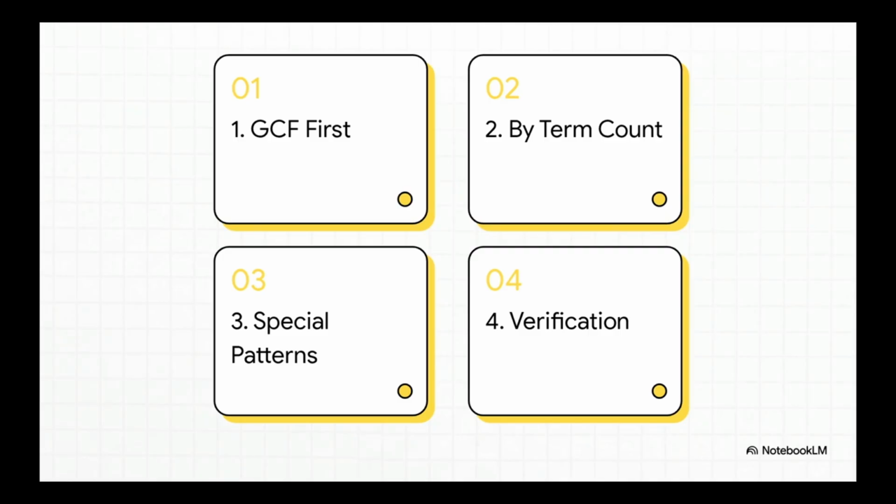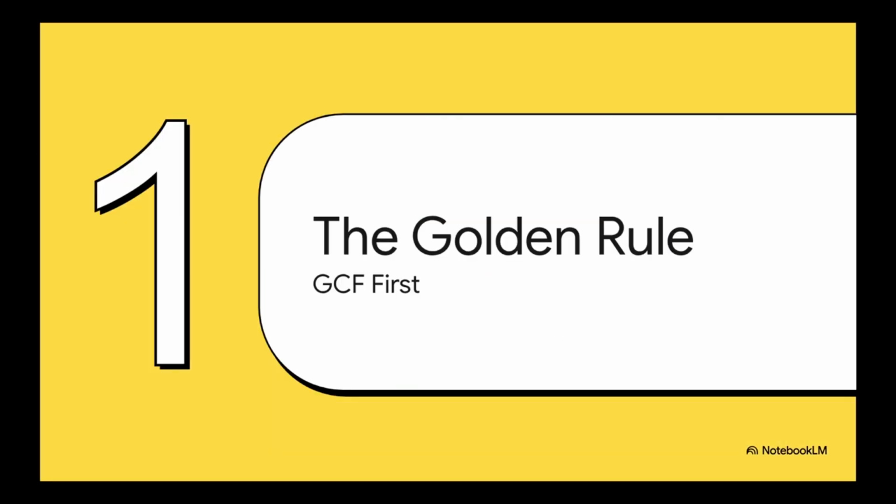So here's our game plan. 4 simple sequential steps. First up, we've got the golden rule. You can never, ever skip this. Then, a decision map that's all based on how many terms you're looking at. After that, we'll get into some expert-level shortcuts. And finally, your secret weapon to make sure you are always 100% correct. All right, let's get into it.